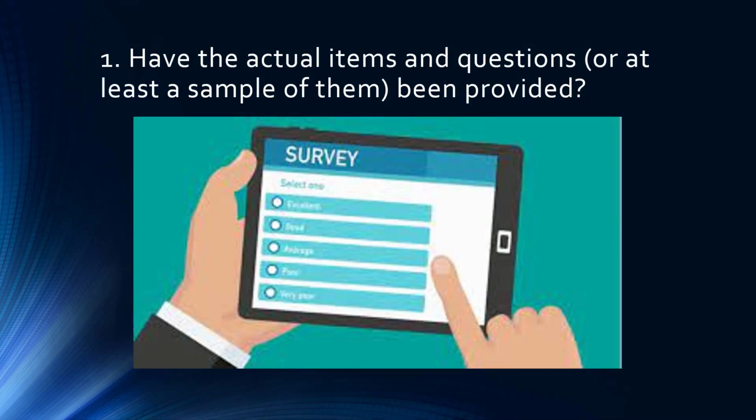Have the actual items in questions, or at least a sample of them, been provided? Providing sample items in questions is highly desirable because they help to operationalize what was measured. Note that researchers operationalize when they specify the physical properties of the concepts on which they are reporting.